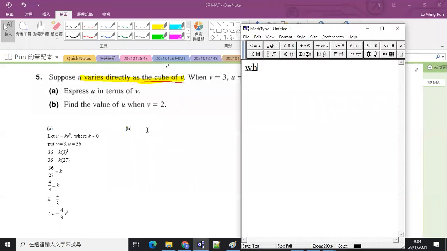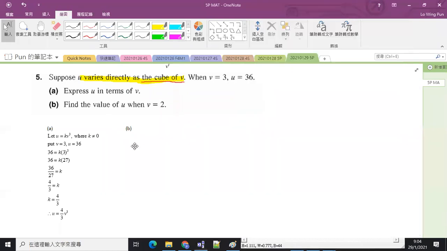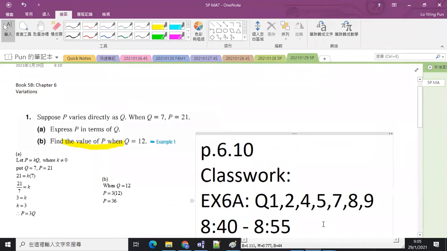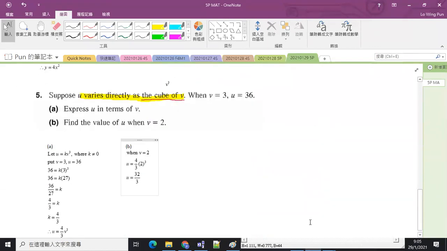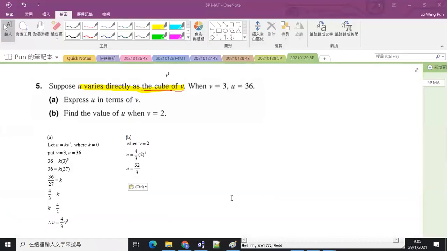So when v is equal to 2, then you just put this number into your equation. It's 2 to the power 3, and this is a pure number. Then you may use the calculator to help you. It should be 32/3. So that is the answer of part B. Can you get this? And then next one is 7. Question number 7.